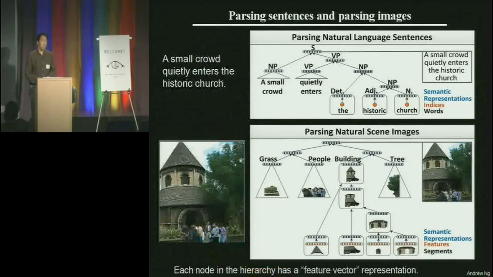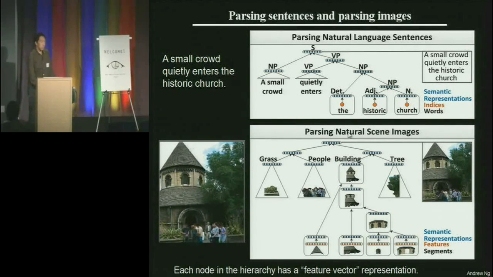So what you can do is apply this idea to parse sentences. I should say this algorithm actually discovers the structure of the parse tree and the representation. So you can apply this to parse natural language sentences. Given a sentence like "A small crowd enters the historic church," you can take as input a representation for "the" and a representation for "historic church," and use the recursive neural network to compute the representation for the parent, right? Again, at each node, we have a feature vector that represents that node.